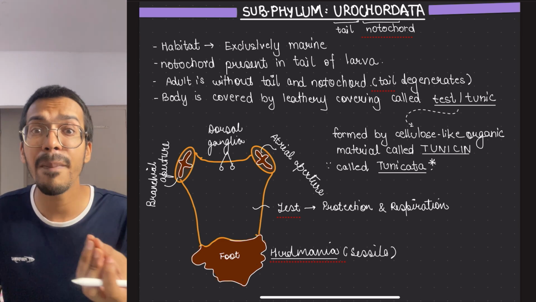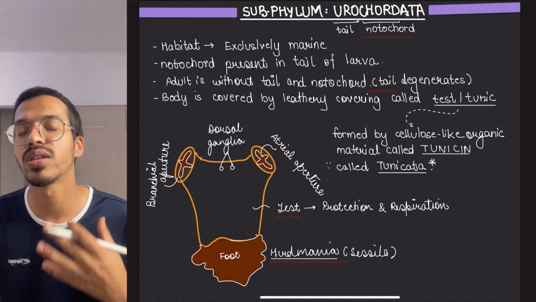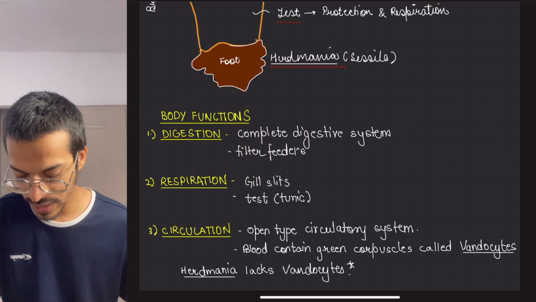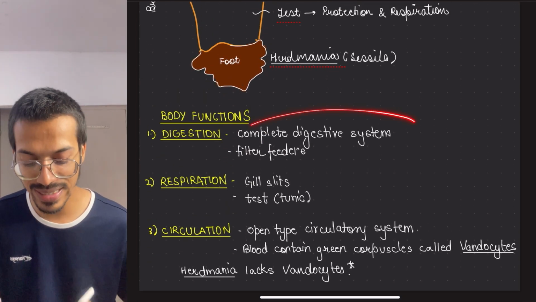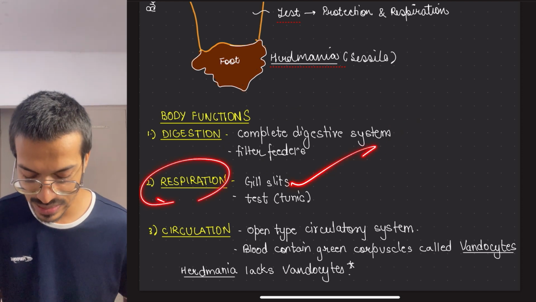Which is a very primitive kind of thing. Yes, they have a primitive brain or nervous system present. Okay, so this is there. Moving on to the body functions. Digestion: they have a complete digestive system, but they are filter feeders. Then respiration is by the gill slits or the tunic.